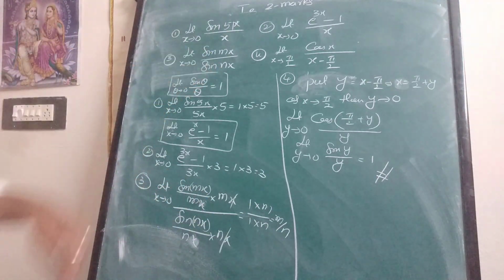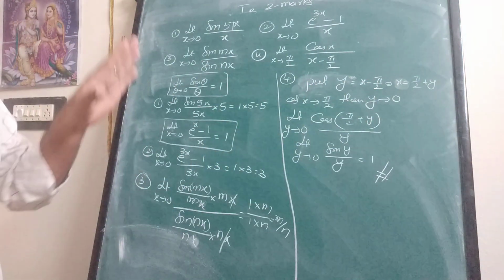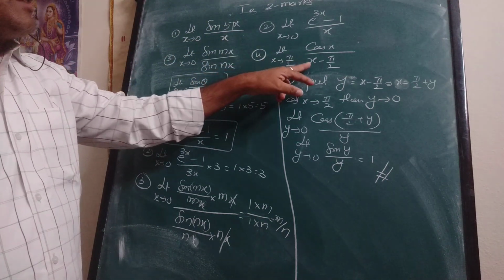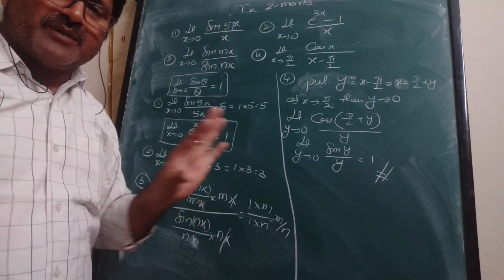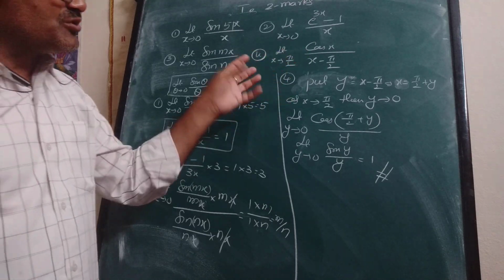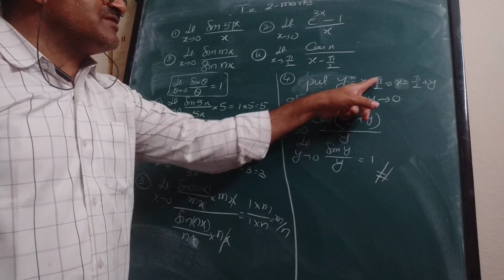Now we will go for the fourth one. Put y is equal to x minus pi by 2. Why? Because actually I can understand this is in the form of sin theta by theta form. But you can't see that, it seems to be in a different way. So for our convenience, we are putting y is equal to x minus pi by 2.